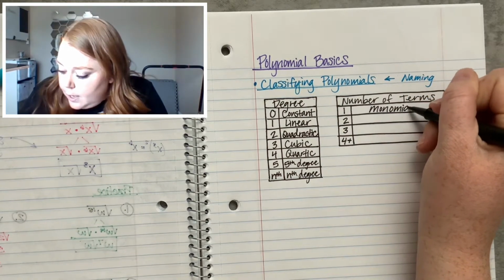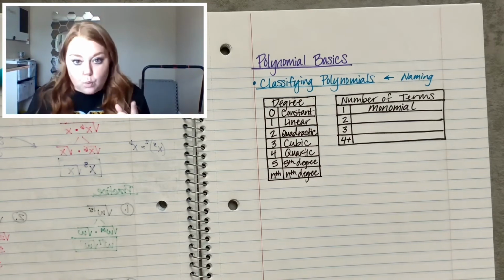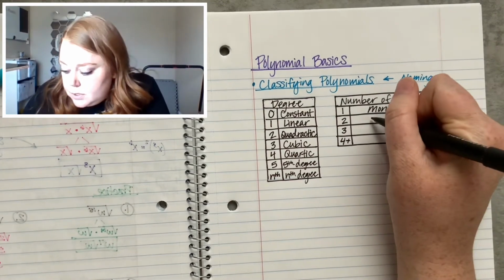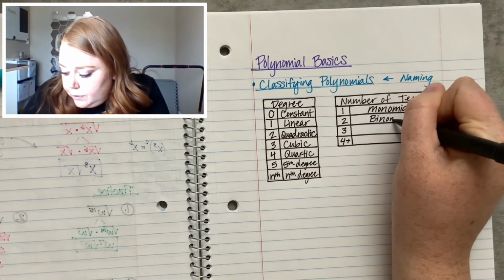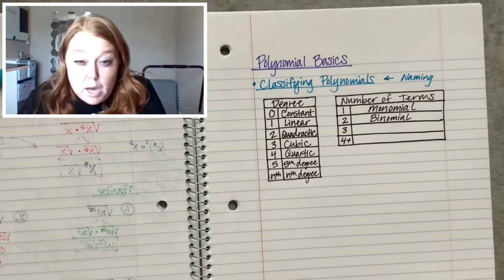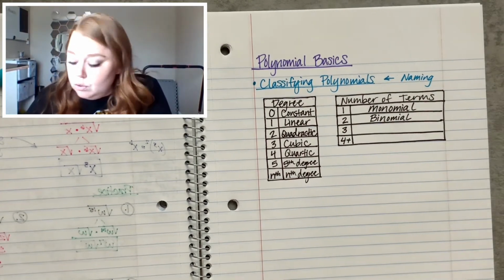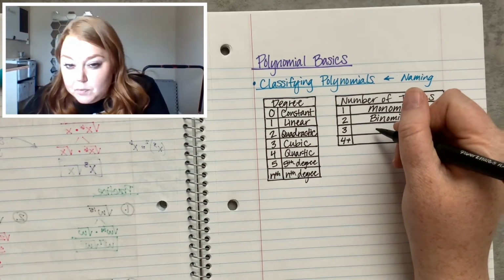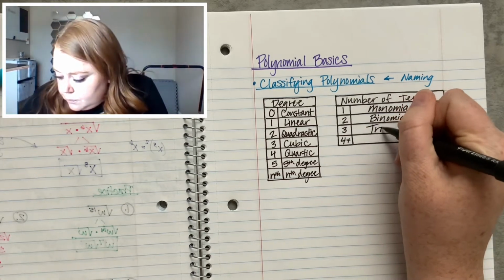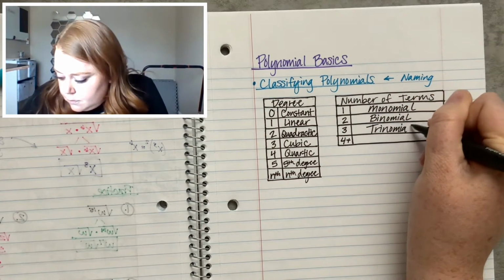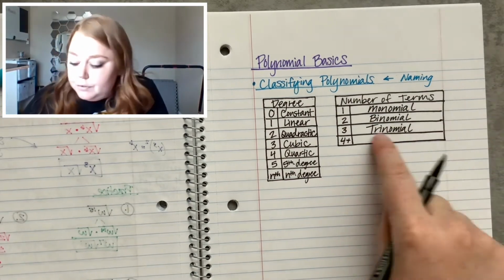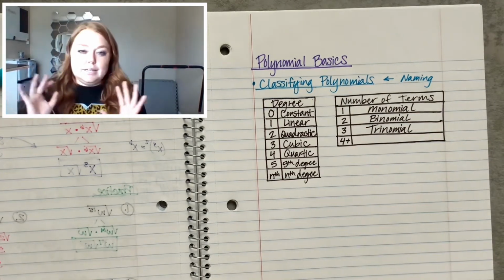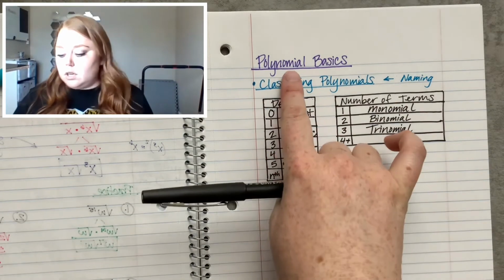M-O-N-O-M-I-A-L. Mono means one. Monomial. If it has two terms, it's a binomial. Mono means one, bi means two. And then 3 is, hopefully you kind of know it, trinomial. Okay, so I think that has like Latin roots right there. Mono is 1, bi is 2, tri is 3. But anything that has 4 or more terms, we just call it a polynomial.